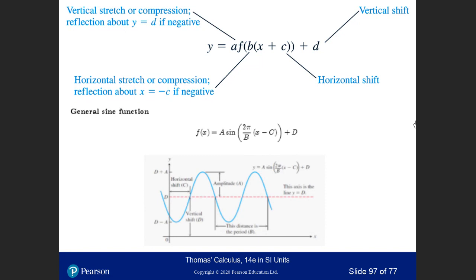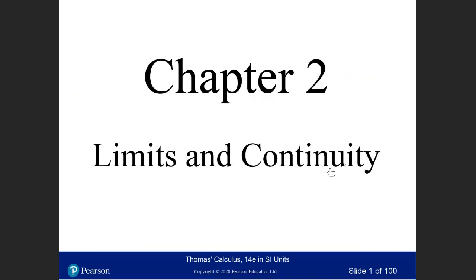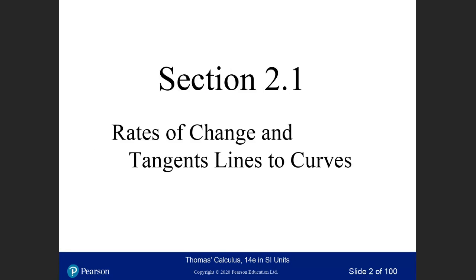Any questions about chapter 1? Okay, let's now move on to chapter 2, which is limits and continuity. We start this chapter with rates of change of functions and tangent lines. What is the relation between the rates of change of functions and tangent lines to the curve? These curves are of course graphs of functions.